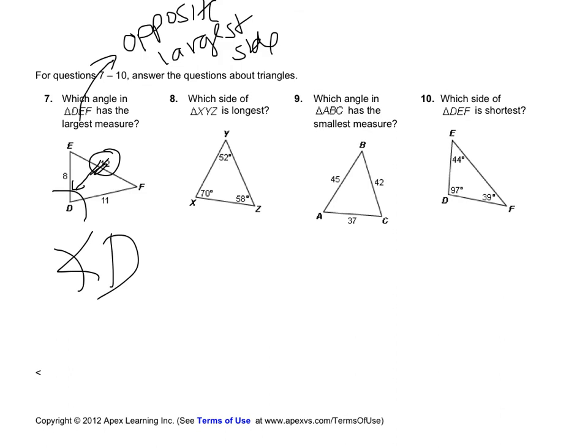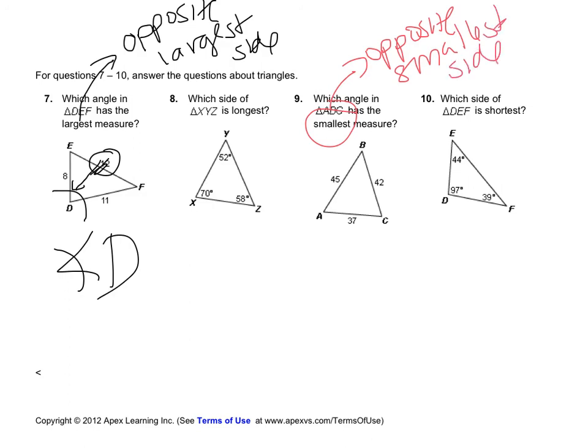Number 9 says, which angle of ABC has the smallest measure? It's going to be opposite the smallest side. So my smallest side here is 37. The angle opposite of that is angle B.